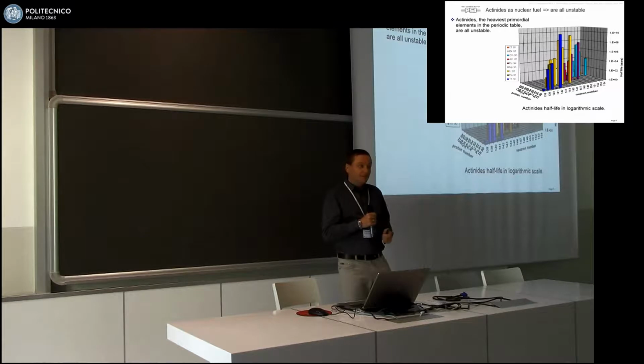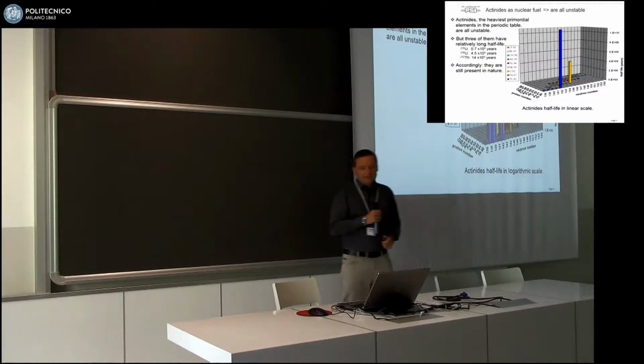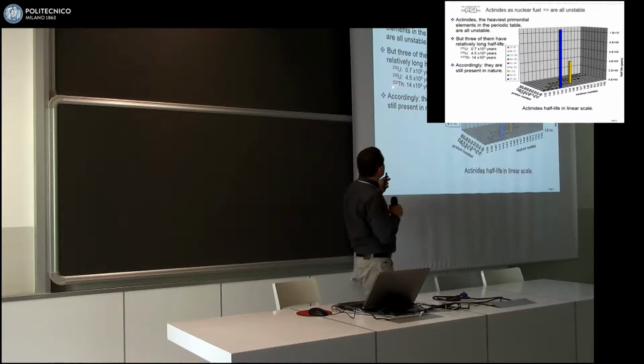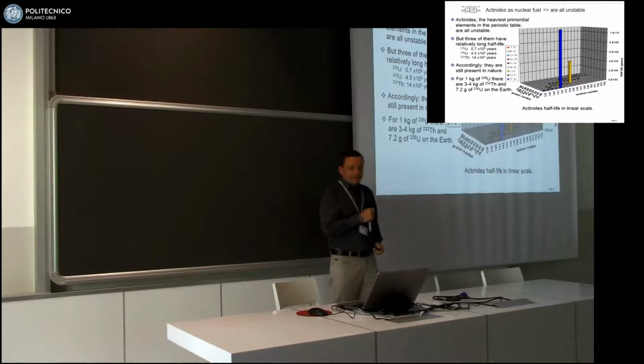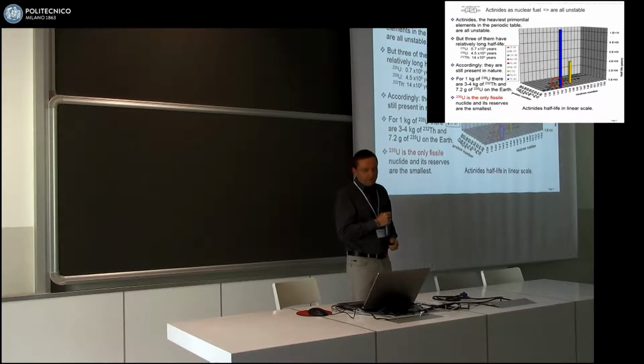Nonetheless, they are all unstable, and if you carefully look on this chart, it's a logarithmic scale. There are three with fairly long half-lives. You can guess which three these are. The longest half-life has thorium-232. I will call it thorium-2 from now on. The second longest is uranium-8, and the third longest is uranium-5. If you see the half-lives, you can easily guess that the reserve of these elements differ. So for 1 kilogram of uranium-8, we have 3 to 4 kilograms of thorium and only 7 grams of uranium-5 in the Earth. And unfortunately, uranium-5 is the only one fissile.